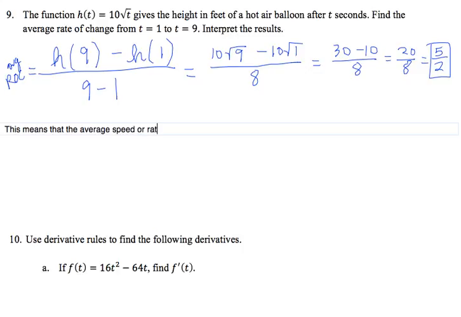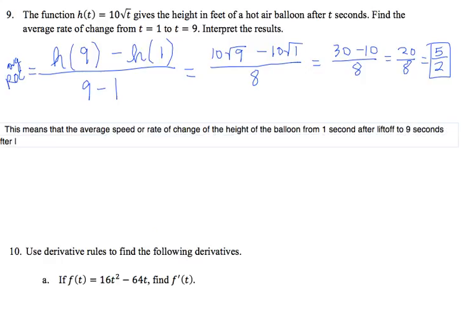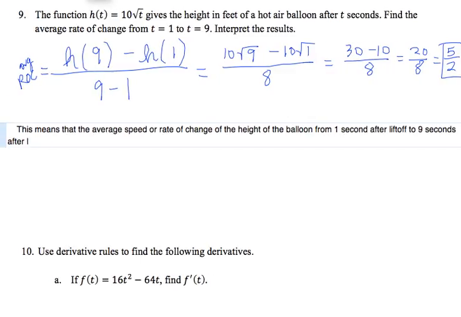Speed or rate of change of the height of the balloon from 1 second after liftoff to 9 seconds after liftoff is 2.5, or 5 halves. See, that would be feet per second. So that's how fast it's moving.